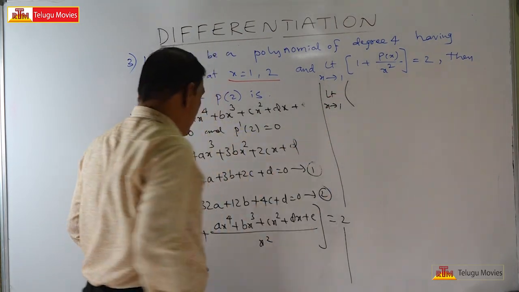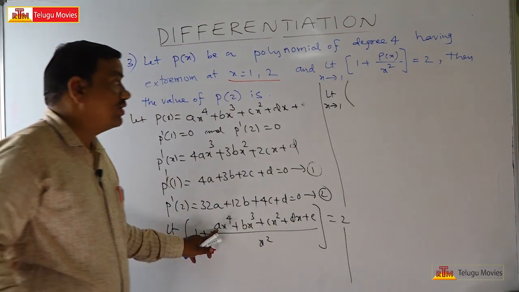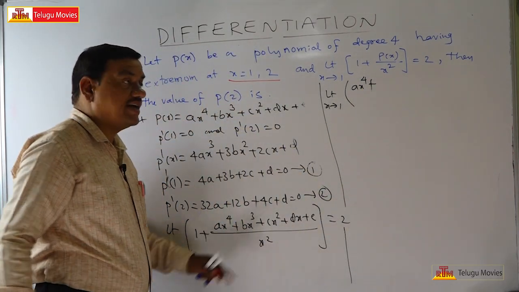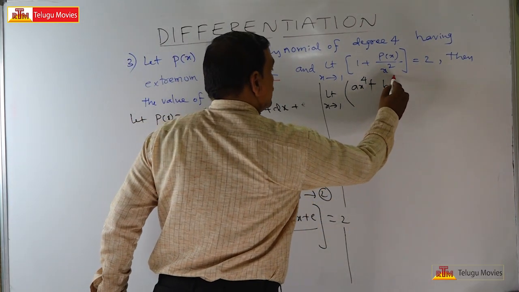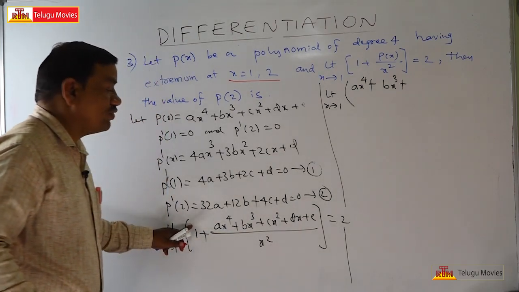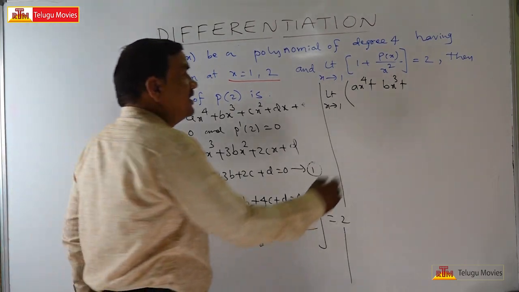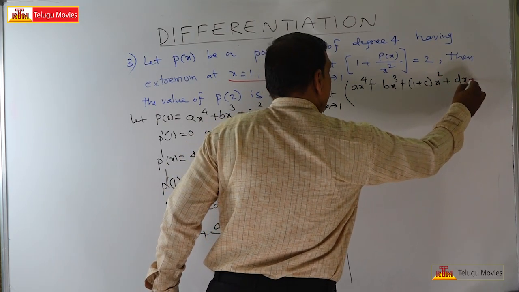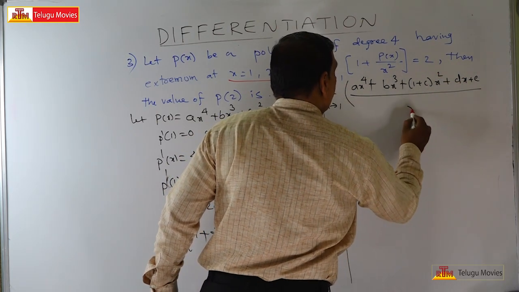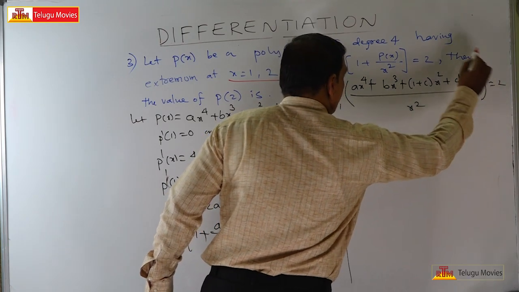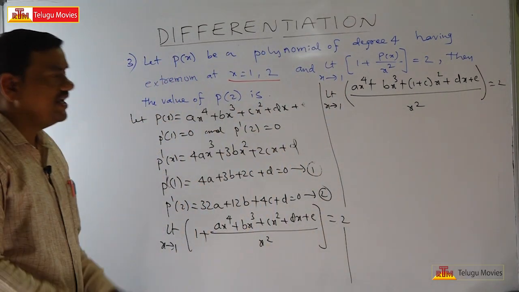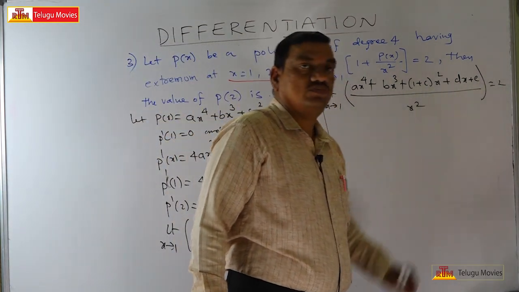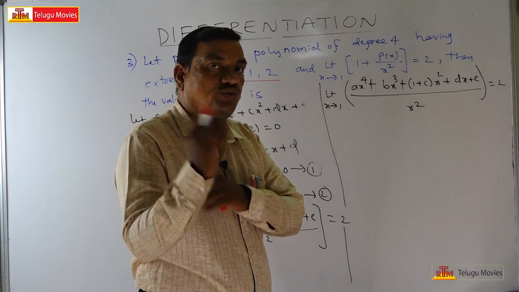So here what is the numerator function? Here ax to the power of 4 will come, and bx cube will come, plus bx cube, plus here cx square, that is 1 plus cx square, plus dx plus e, whole divided by x square is equal to 2, right. See here, the limit of this function value is 2. The limit of that function value is 2.